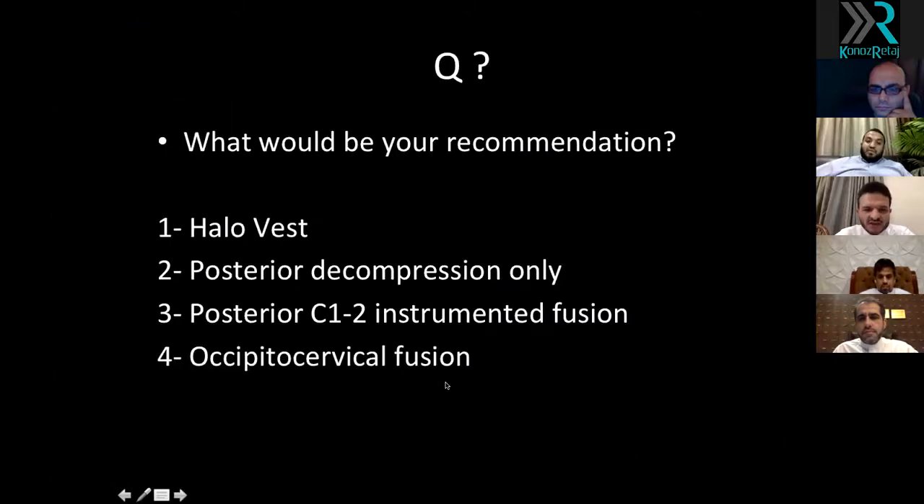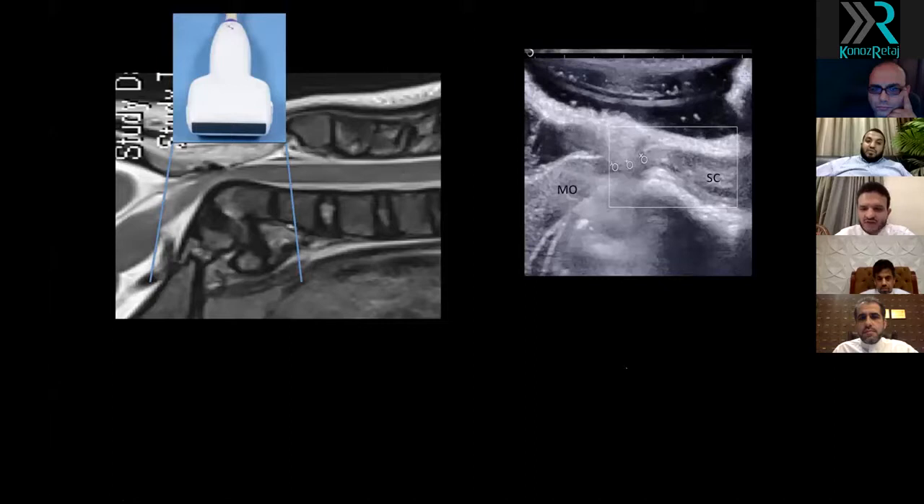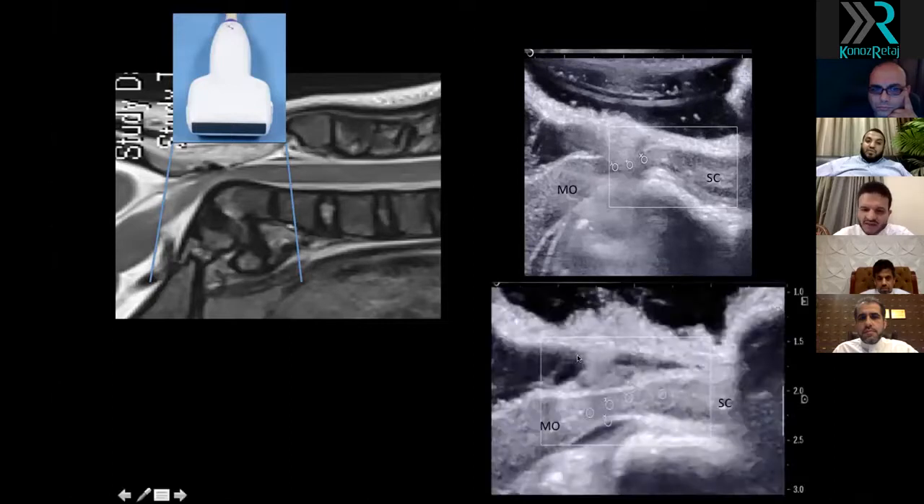The ultrasound shows you very well that you have no compressing element. Behind the cord, it's all CSF. So it's full. The space is nice.